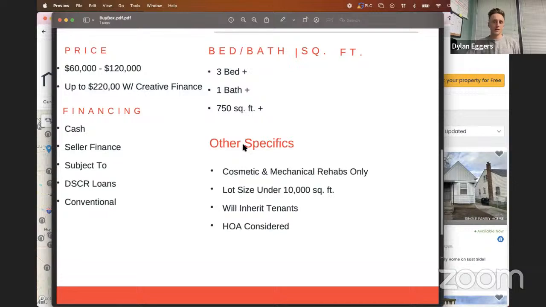But other specifics, we're not looking for fix and flips. We don't want scrapes. We don't want full guts. So cosmetic and mechanical rehabs only.